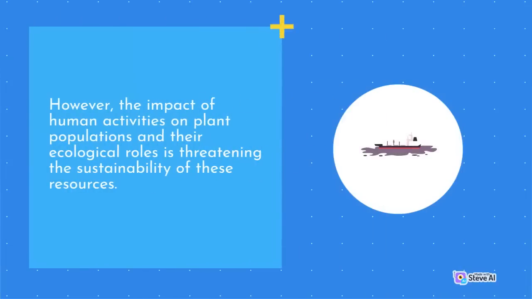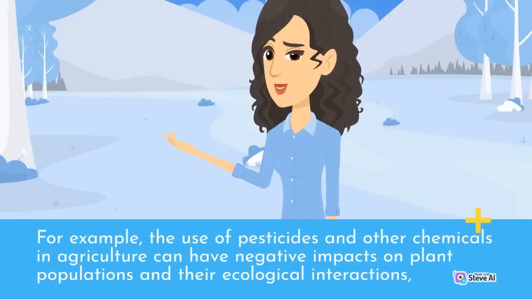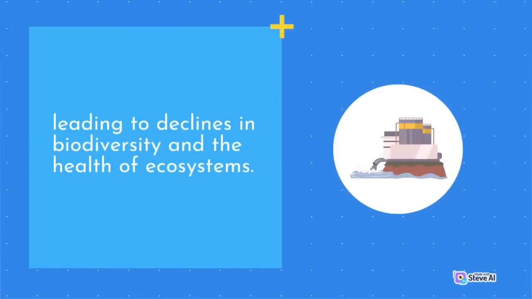However, the impact of human activities on plant populations and their ecological roles is threatening the sustainability of these resources. For example, the use of pesticides and other chemicals in agriculture can have negative impacts on plant populations and their ecological interactions, leading to declines in biodiversity and the health of ecosystems.